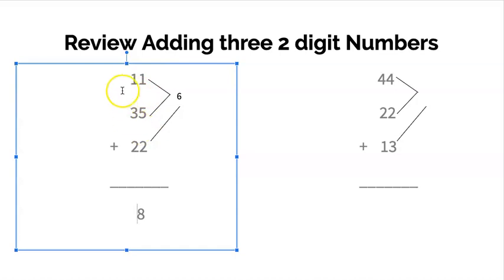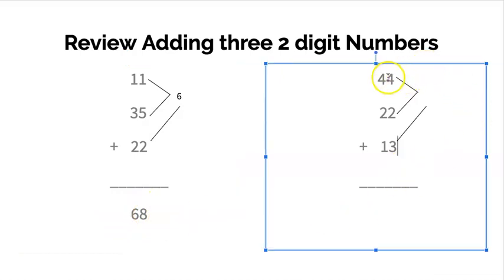Alright, and then we'll go to the tens column. 1 plus 3 gives you 4. And then 4 plus 2 gives you 6. So your final answer would be 68.